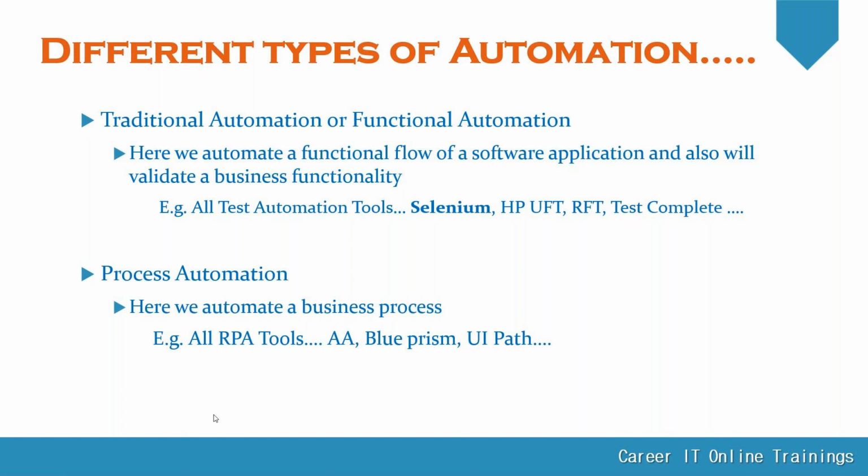In functional automation, or test automation, we use software to test another software. But in process automation, we use software to automate the end-to-end process, the entire process. Generally, these process automation tools are developed on top of AI, artificial intelligence, like Automation Anywhere, Blue Prism, and UiPath. These are all process automation tools on top of AI.